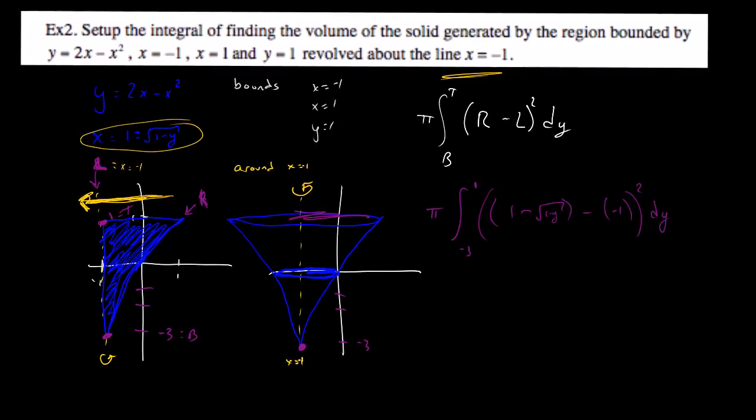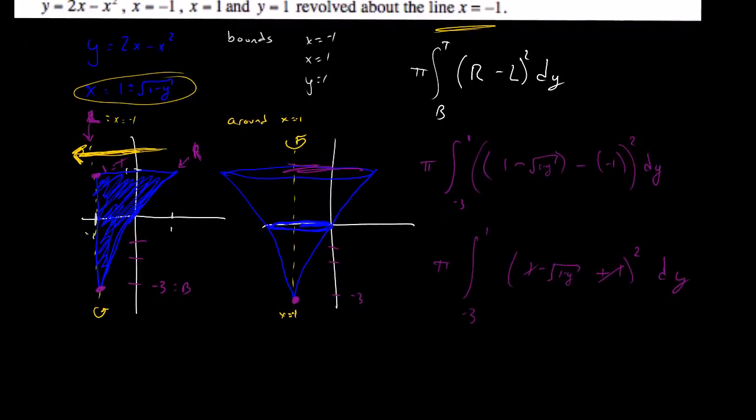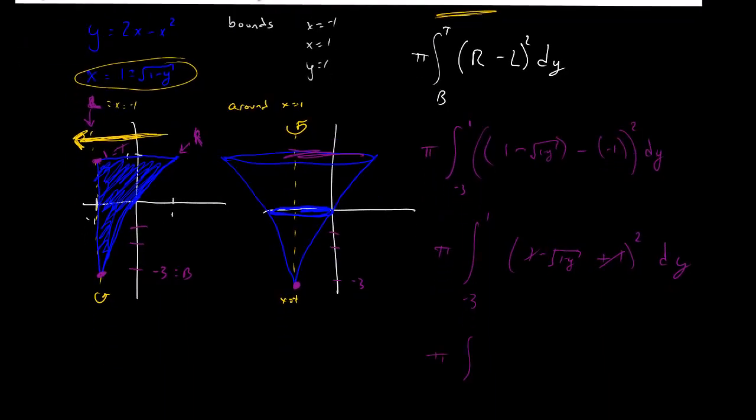So now let's simplify this a little bit. We have from -3 to 1 of 1 minus the square root of y plus 1, quantity squared dy. These ones add up. So our final setup is going to be pi from -3 to 1 of 2 minus the square root of 1 minus y, the whole quantity squared, dy.